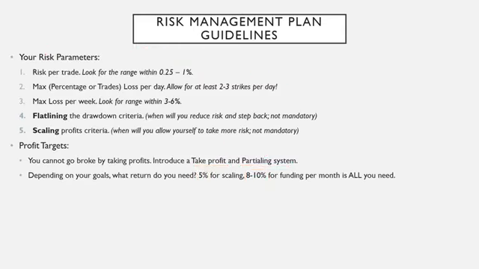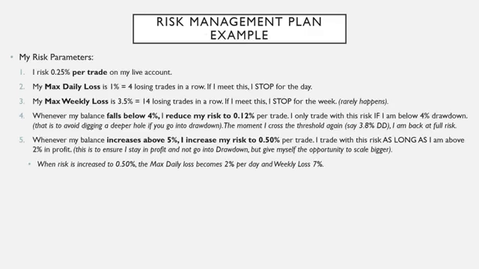So let me right now go ahead and give you an example. Okay, so there are my risk parameters. I risk 0.25% per trade on my live account, right? That's my live account. On funded, I do more when I do challenges and when I trade funded. My max daily loss is 1%.